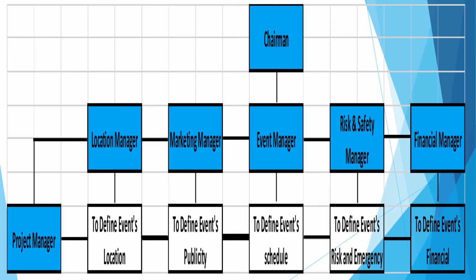This is the matrix organization chart for the event. As you can see, the chairman is at the top of the organization chart, and the location manager, marketing manager, event manager, risk and safety manager, and financial manager, their authority will flow downwards, and the project manager's authority will flow horizontally. This means that the project manager will assist all these managers to complete the tasks.